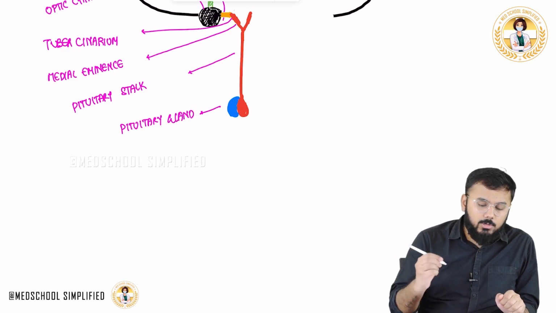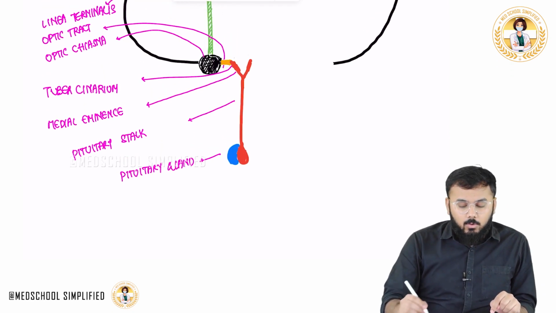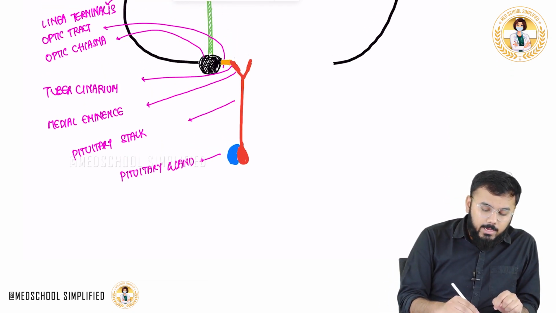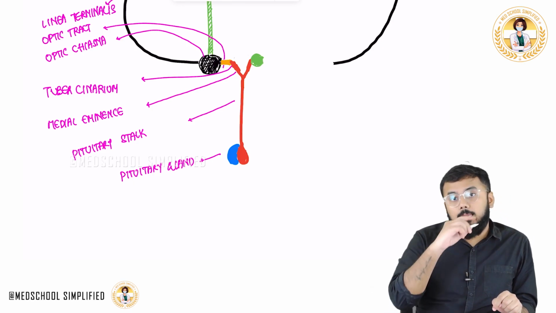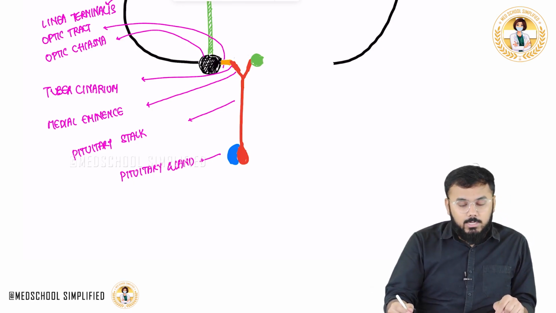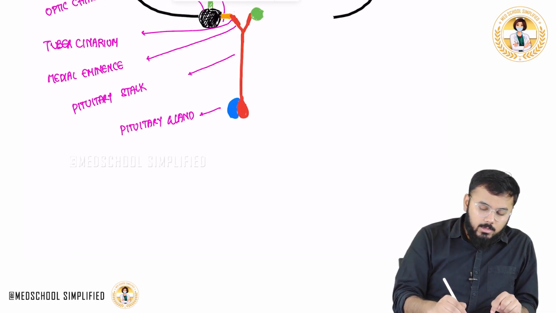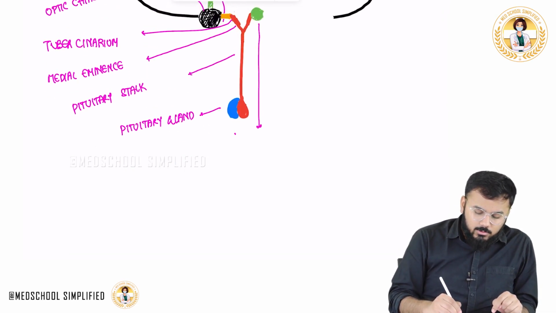This is what is called your pituitary gland. Now, behind the tuber cinereum, there is another important structure like this. The structure that is located behind the tuber cinereum is what is called your mammillary bodies. What is this structure? This structure over here is called your mammillary bodies. This is something you have to just memorize, guys.